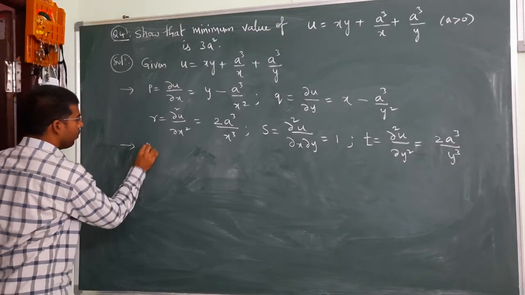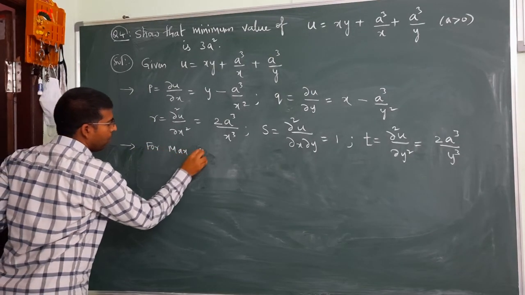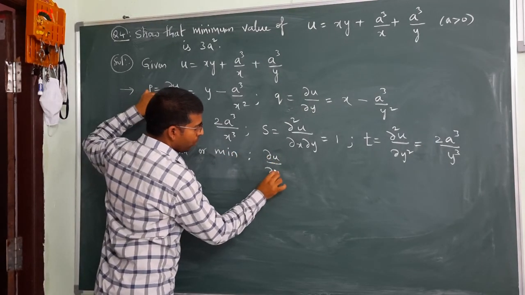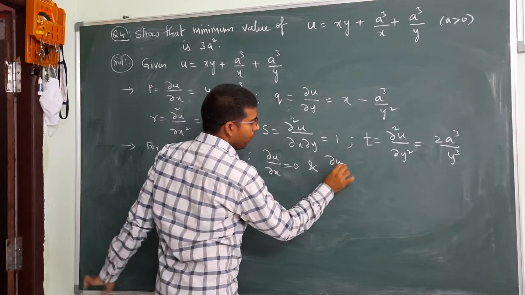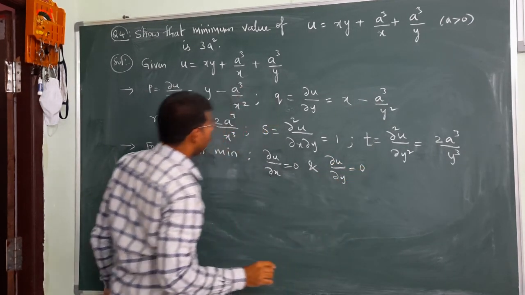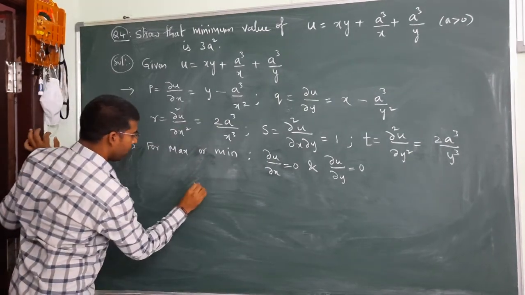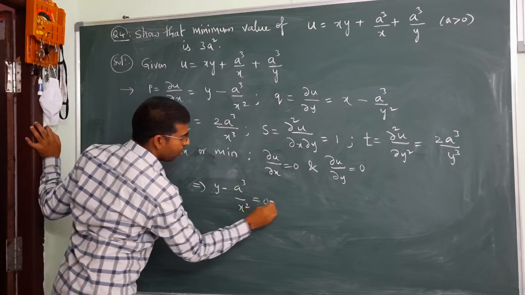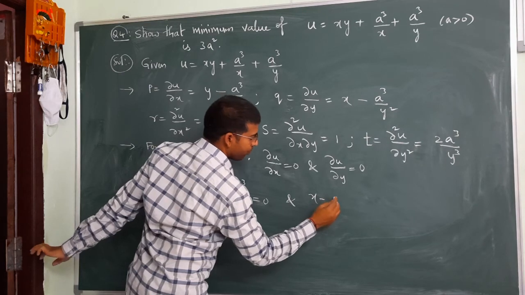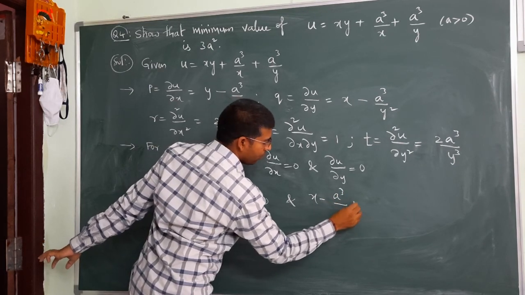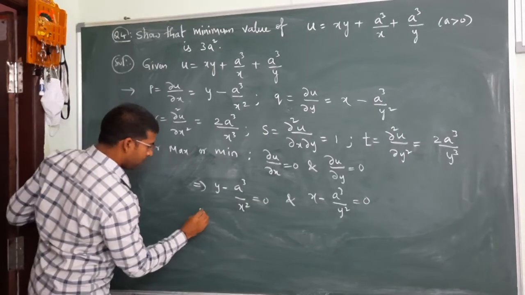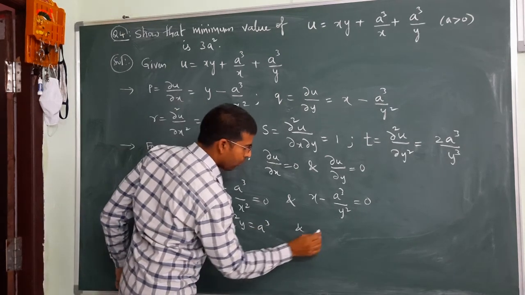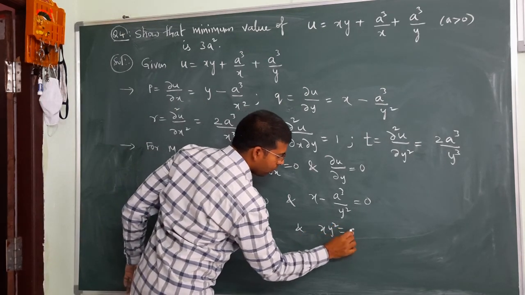What about step 2? To find the maxima or minima, what we need to do? Solve ∂u/∂x equal to 0 and ∂u/∂y equal to 0. So what is ∂u/∂x, sir? Tell me. y minus a cube by x square is 0, and here x minus a cube by y square is equal to 0. Now cross multiply, same. This is x square y is equal to a cube and here x y square is equal to a cube.